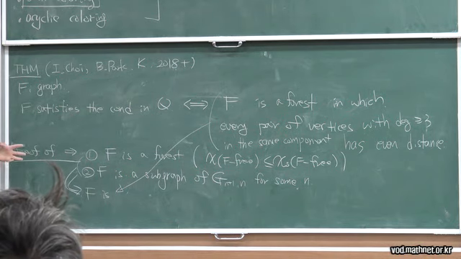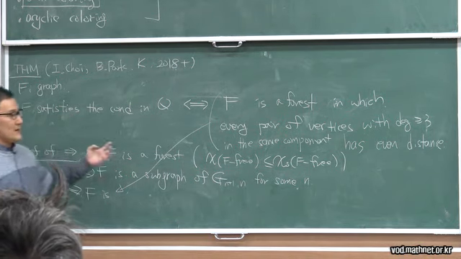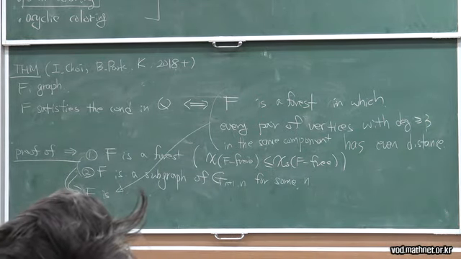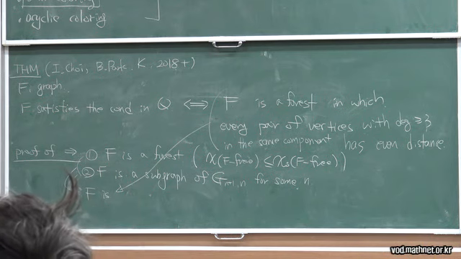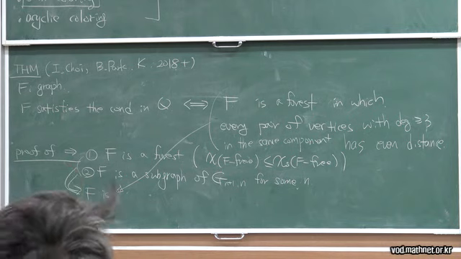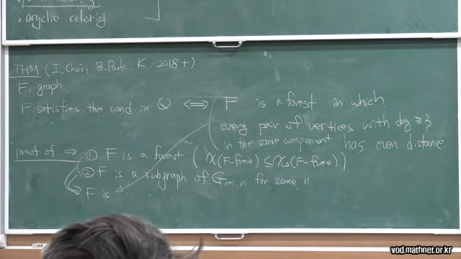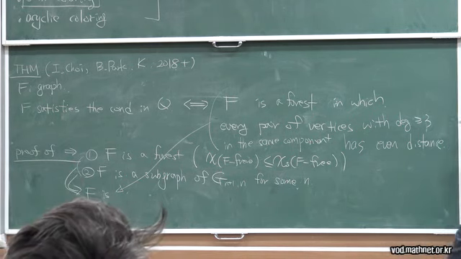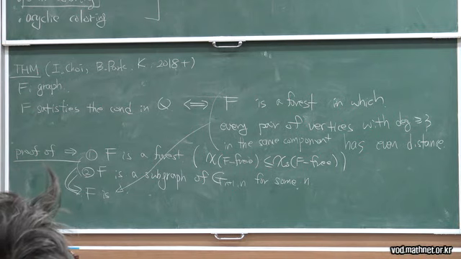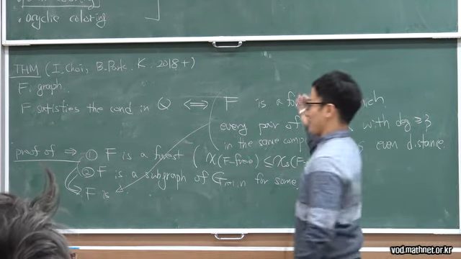Actually, this direction is quite easy. If you can find such a graph, then it implies that F is a forest, a sub-forest of this graph. And because this graph has this condition, we can conclude this. Okay, so we are done with star-chromatic number.